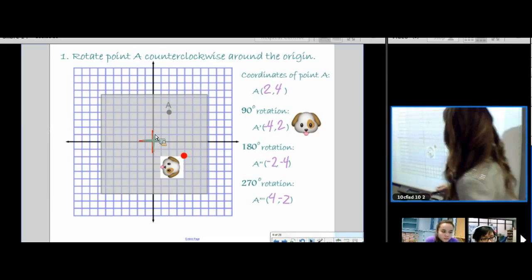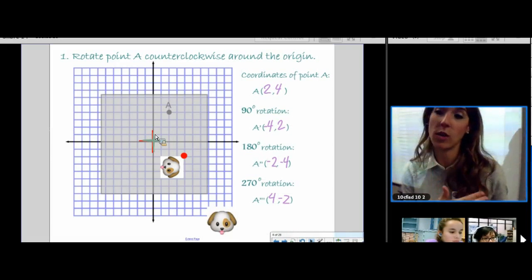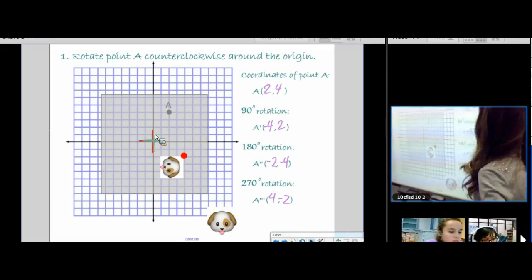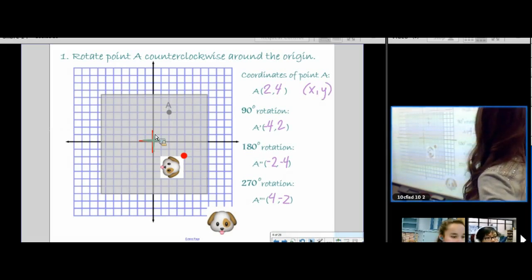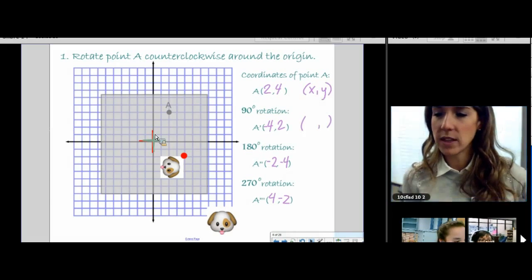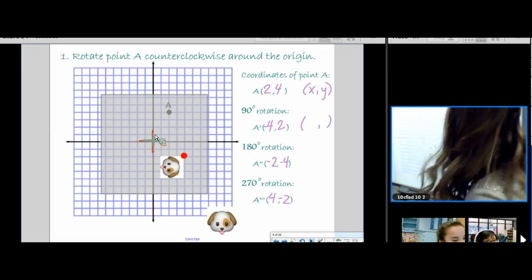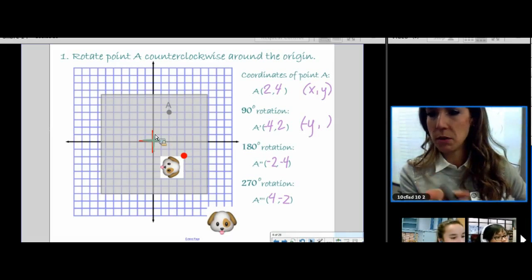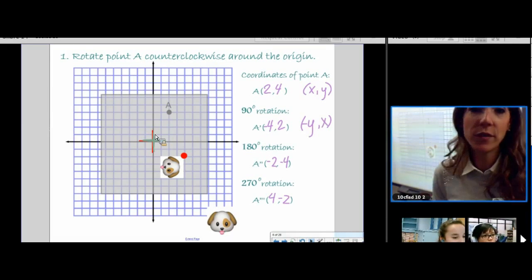Let's see if we can write a rule for these. None of these were coincidences. This is what happens every time you rotate a figure or a point in increments of 90. So let's see if we can figure out what's going on here. If I call this one XY, what would I call a 90-degree rotation? Let's see. -4. So we took the y value and we made it negative. What did we do? We took the x value and we didn't touch it. So there's your rule for 90 degrees.